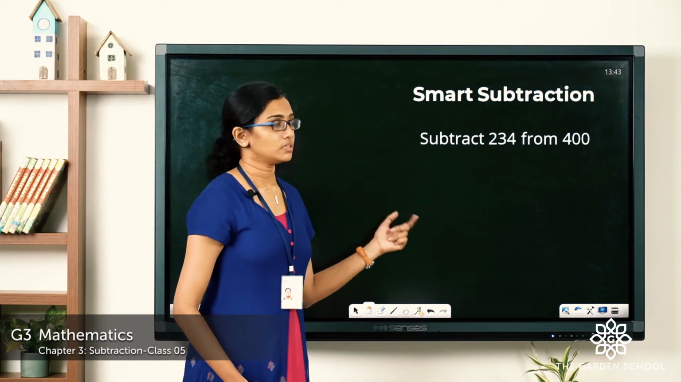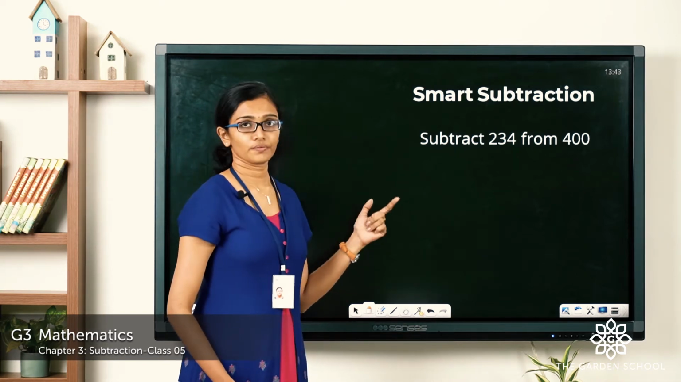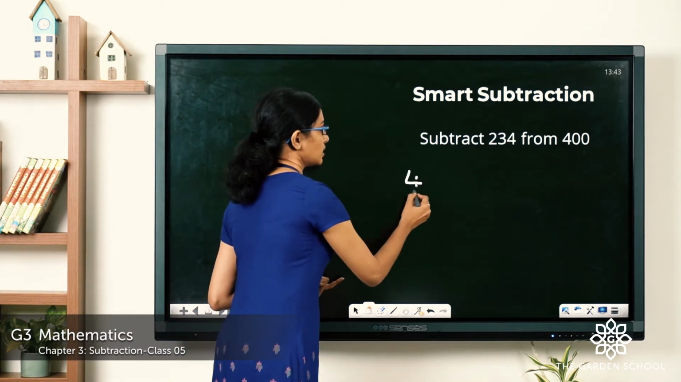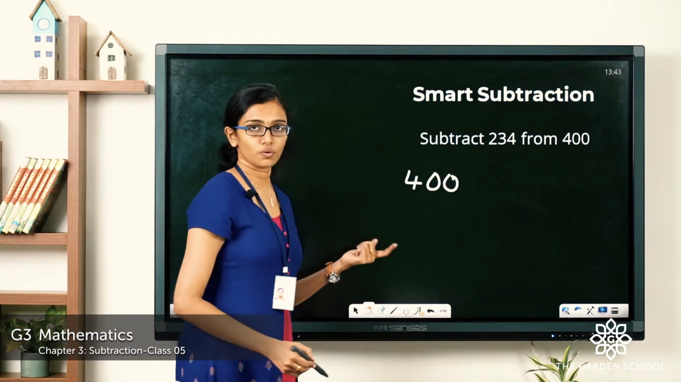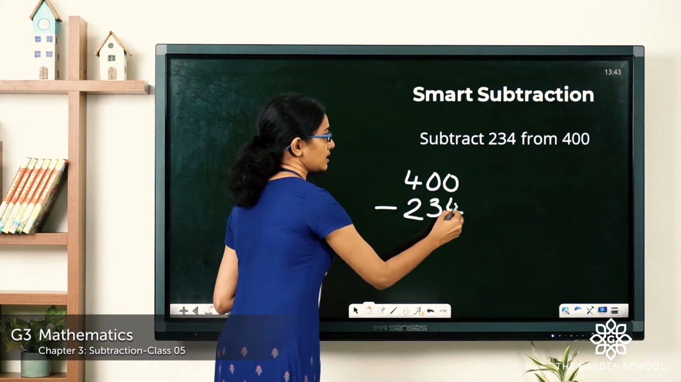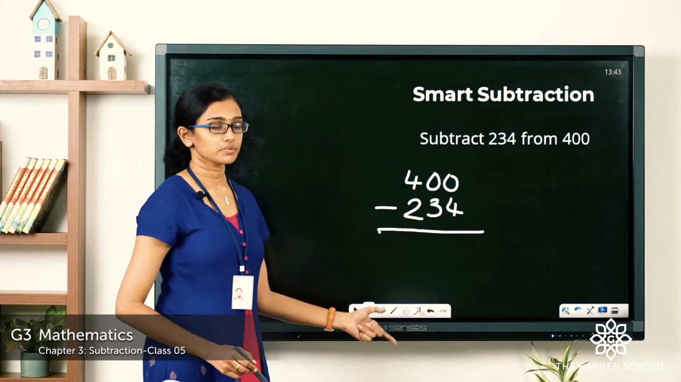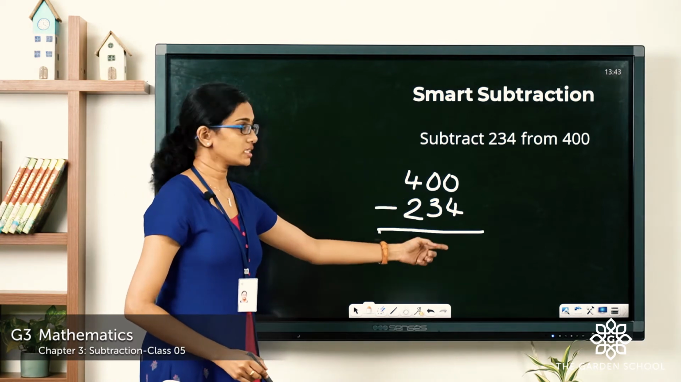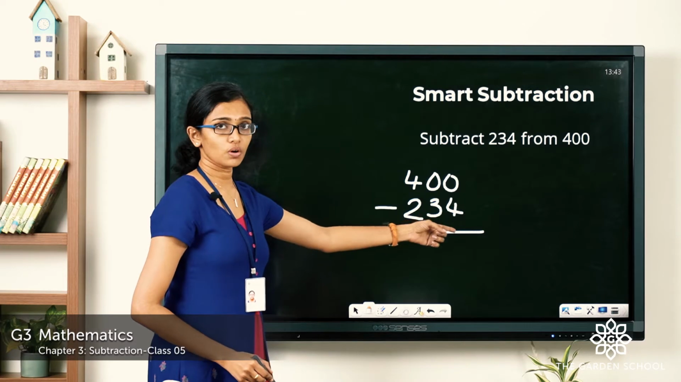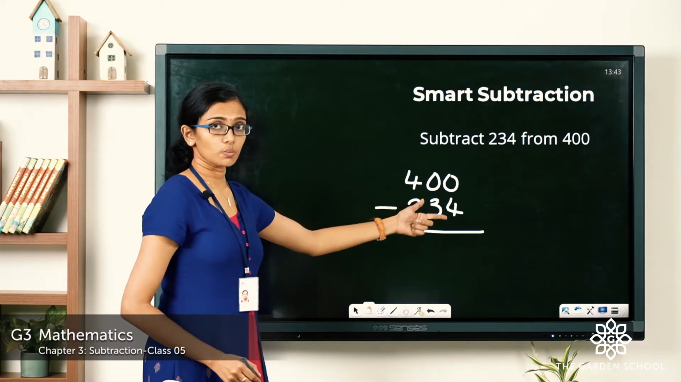Look at this example. Subtract 234 from 400. How do we usually do this subtraction? We write the minuend 400. We put the minus symbol. Write the subtrahend below it in proper columns. Then to subtract this, what do we do? We cannot do 0 minus 4. So what do we do? We regroup, right?